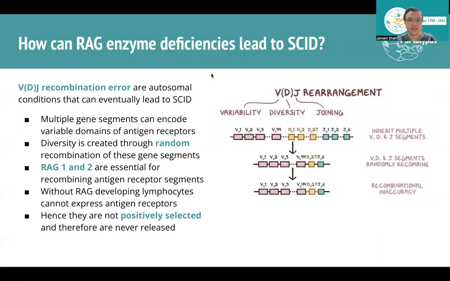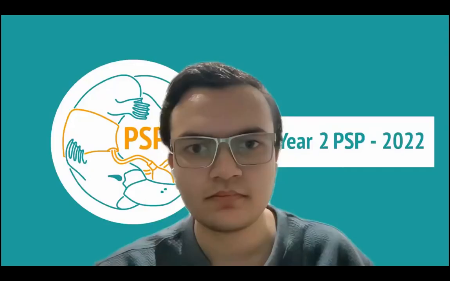Okay. Now, with the VDJ recombination error, firstly, just a bit of background on the VDJ process. VDJ stands for variability, diversity, and joining. And essentially, it's how you get the recombination of all of these cells. So you have B cells and T cells and how their receptors get recombined to avoid self-recognition, as well as to make sure that you have a huge amount of variability to detect any foreign antigens. So that's what VDJ rearrangement is.